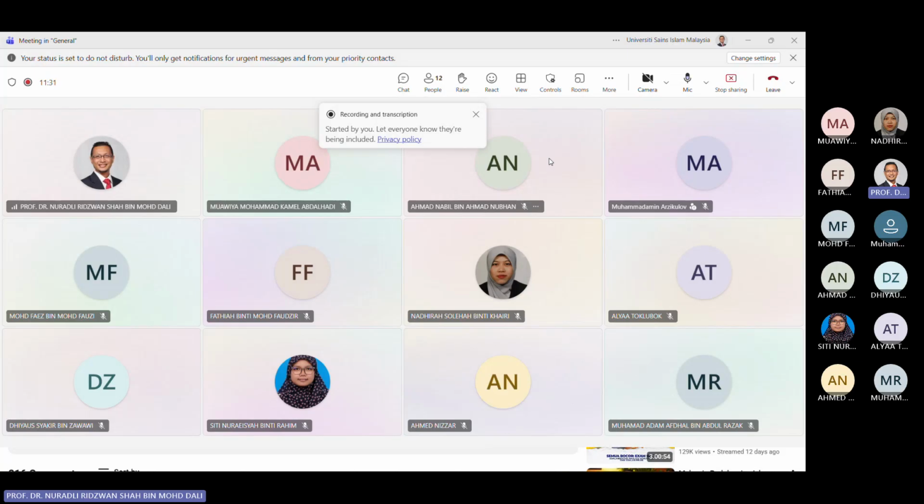So how are you all today? Alhamdulillah, Prof. Okay, all right. Good. So we have Muawiyah here. We have Ahmad Nabil. We have Muhammad Amin. Okay, we have Muhammad Faiz, Fatia, Nadira, Alia, Diaus, Shakir, Siti Nuraisya, Ahmad Nizar, and Mama Adam. Salam Prof. Yeah, I'm here also.